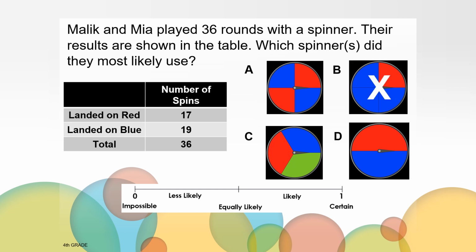I also noticed that there were no greens on the tally chart. So spinner C cannot be the right answer. I now have two spinners left. I notice that they both have equal parts that are red and blue. That means that either spinner could be the spinner that Malik and Mia were using to play their game.